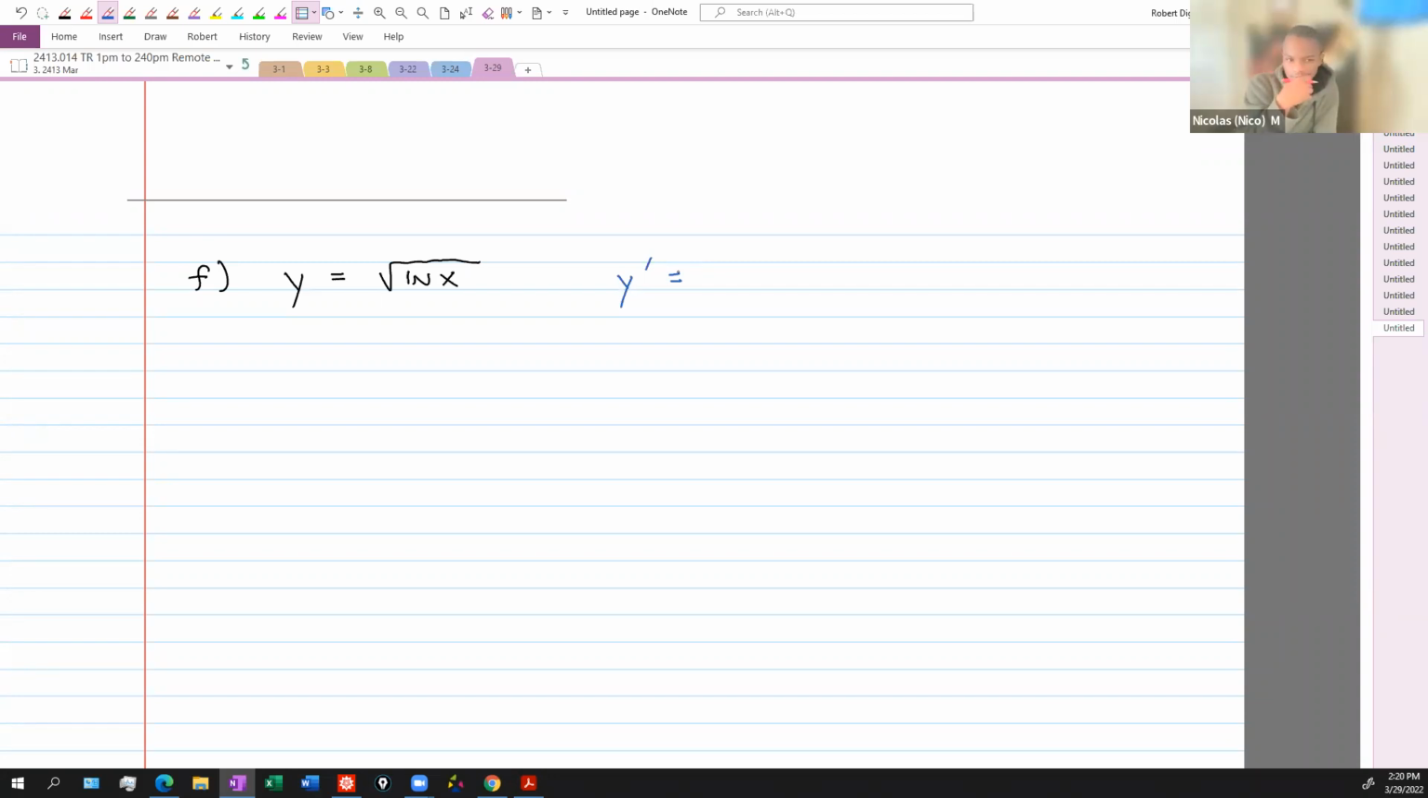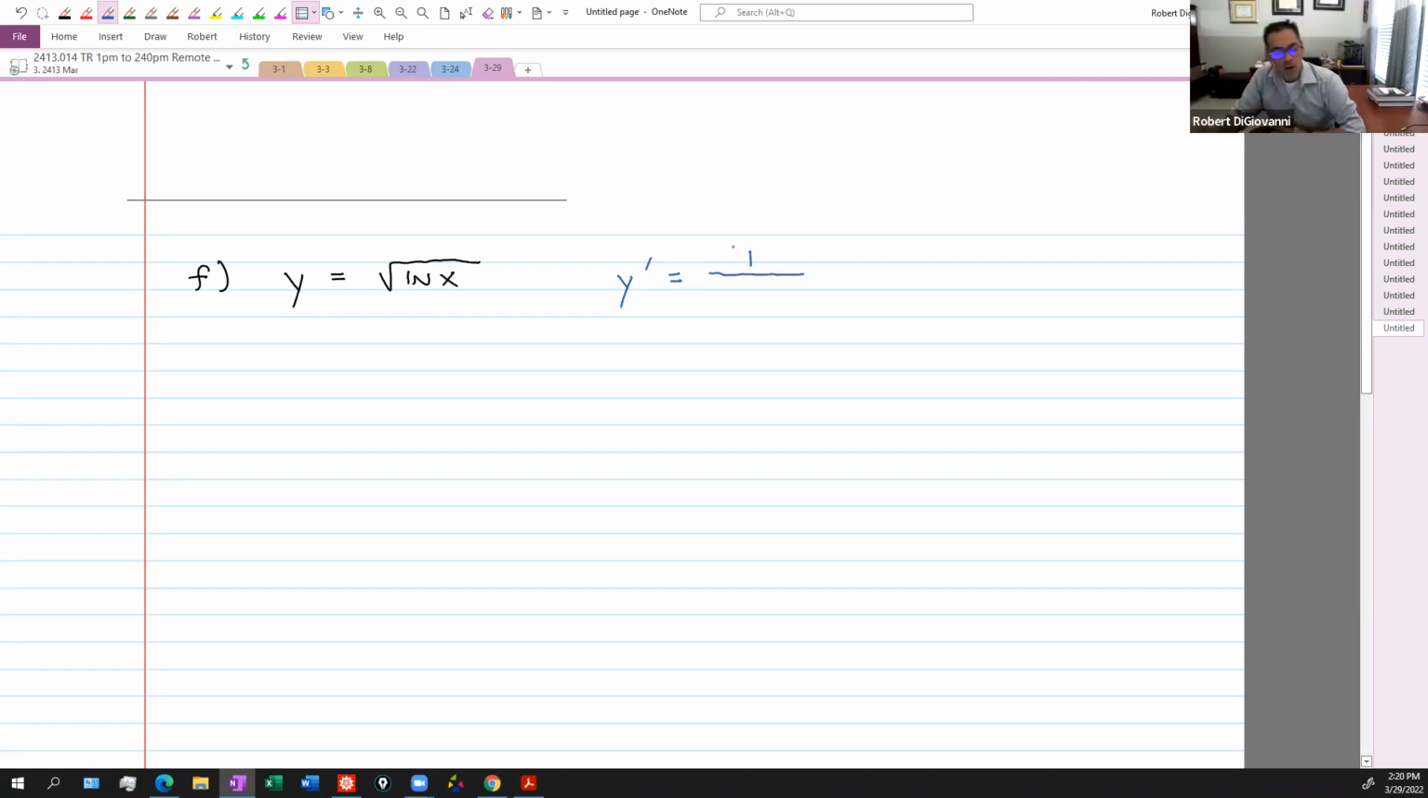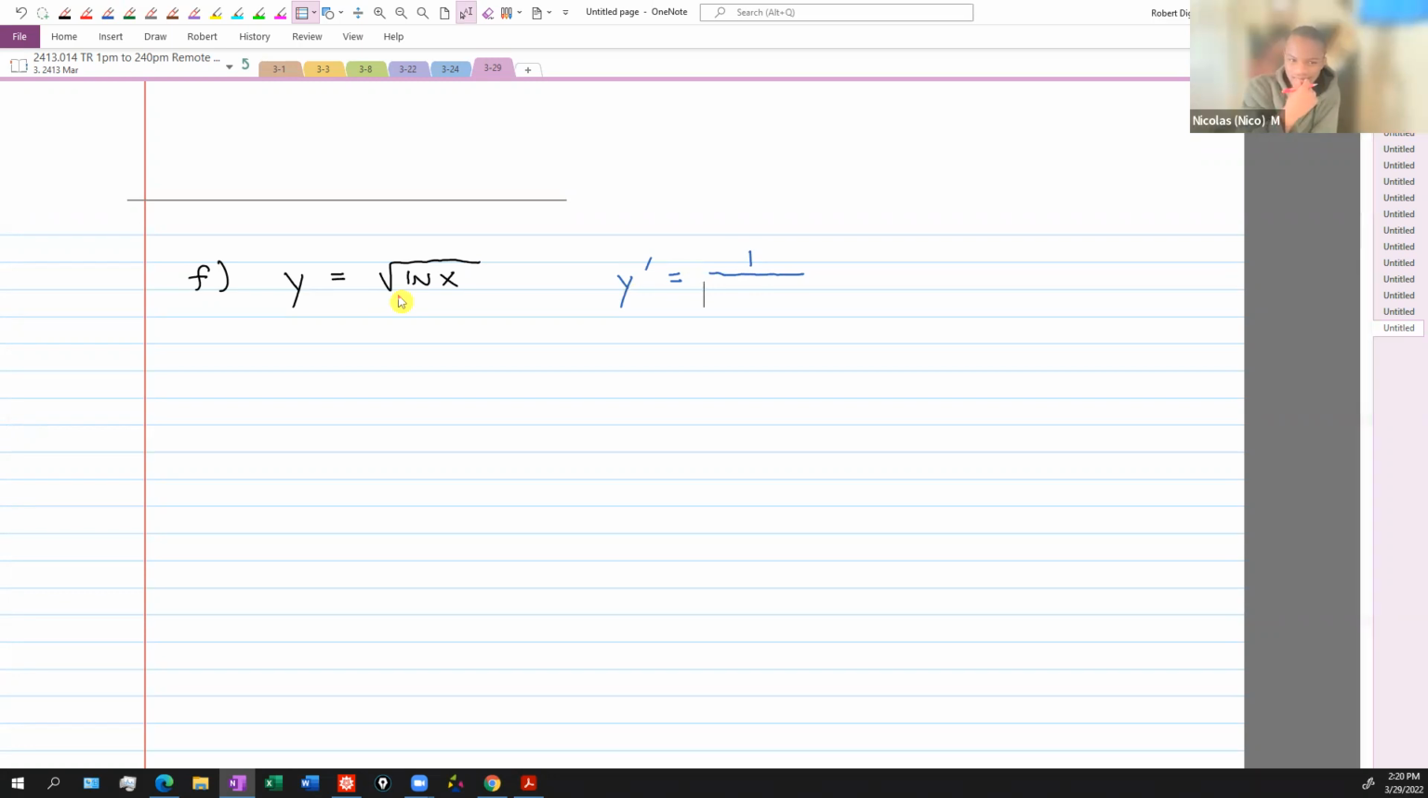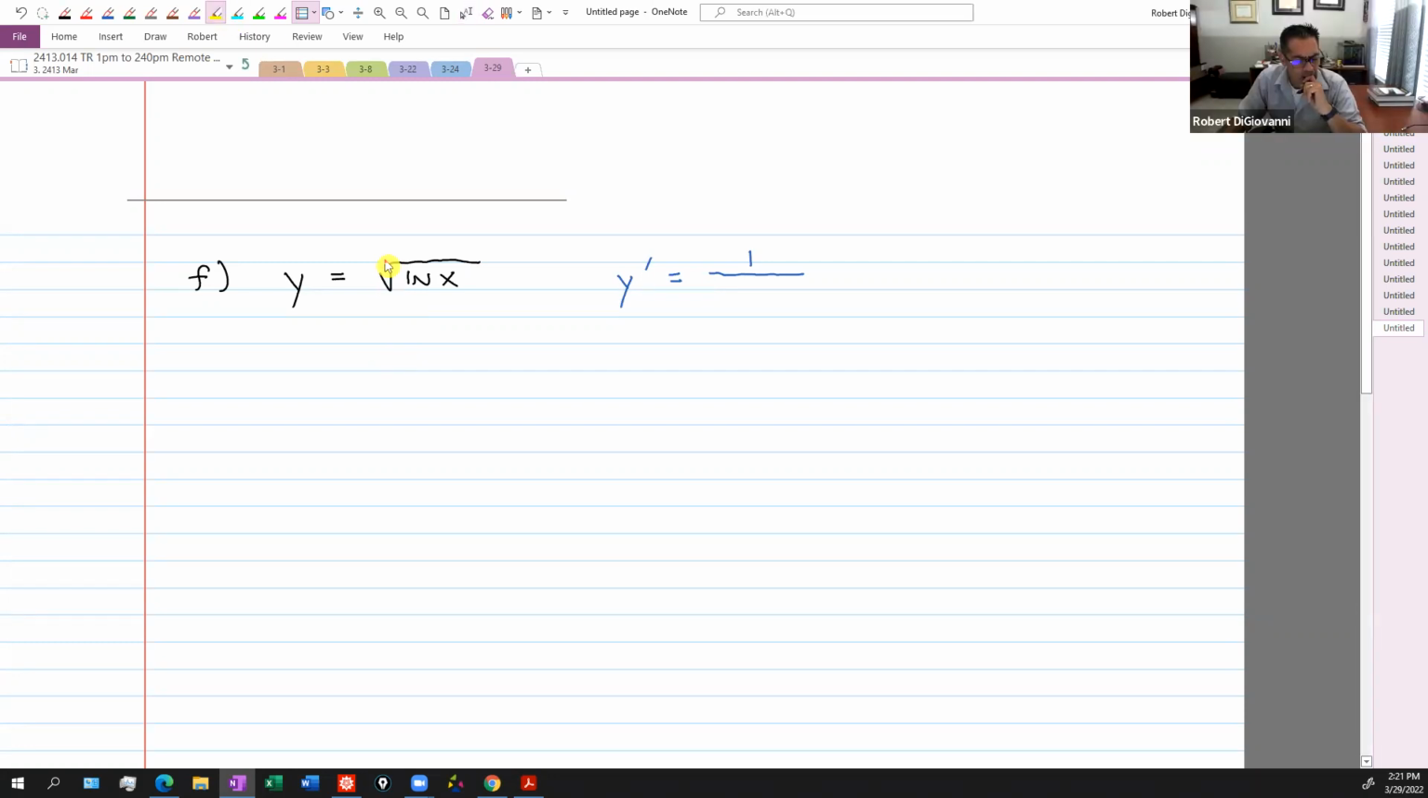Is that one going to be 1 over ln x? Okay, so what do you see here? Do you see a product? Do you see a chain? I see a chain. Okay, what's the outer function? The outer function, the very last thing that would happen. Is the product rule? I don't see a product.